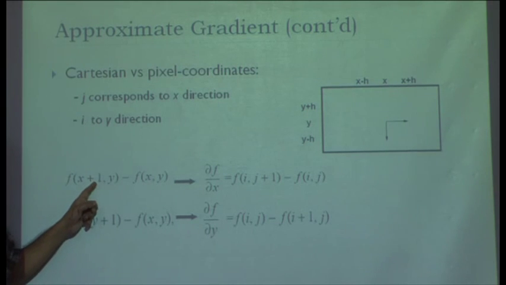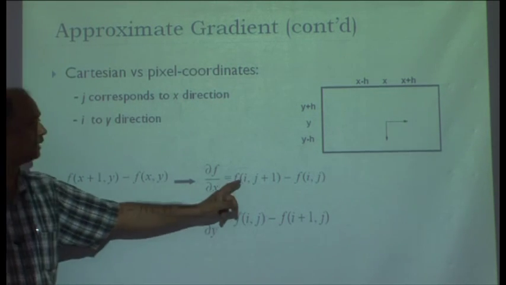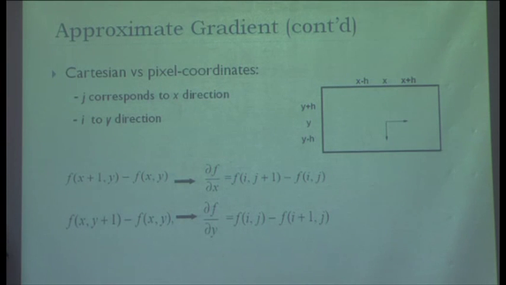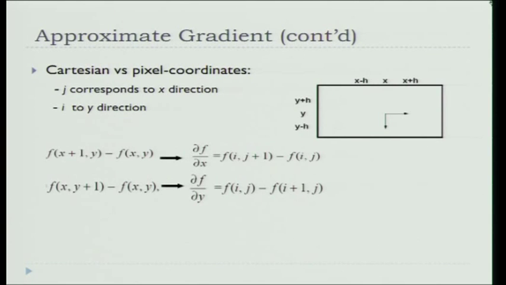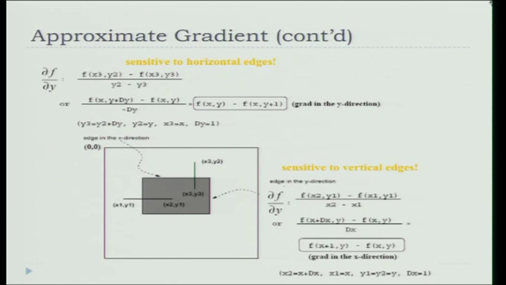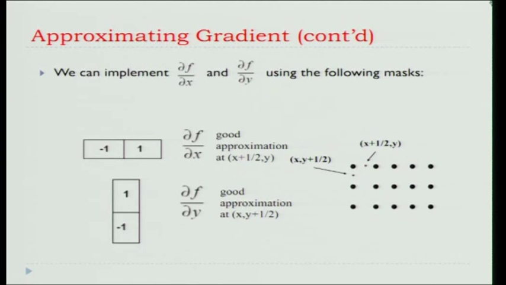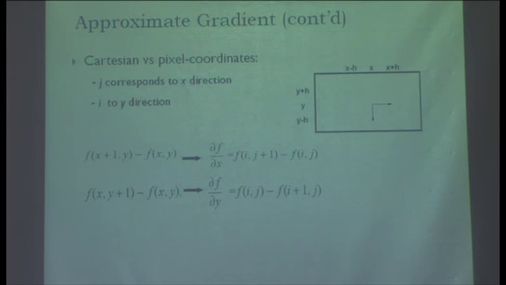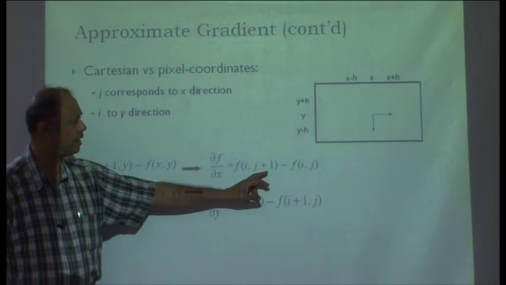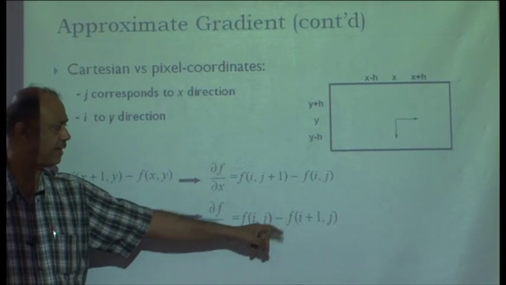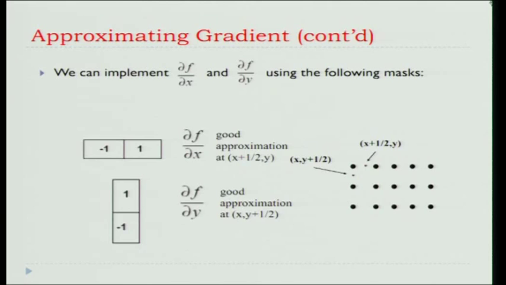It was f of x plus 1, y minus f of x, y; it is now f of i, j plus 1 and f of i, j. Similarly is the case with respect to y. This is the more detailed way you can see later on. Now, what happens in that case? We have obtained f of i, j plus 1 minus f of i, j, and f of i, j minus f of i plus 1, j. So, basically the kernel, or the mask, is minus 1 and 1, and on this side 1 and minus 1, agreed, because that is what we have obtained.